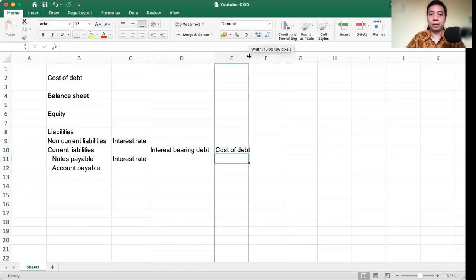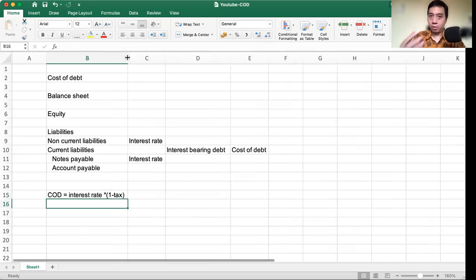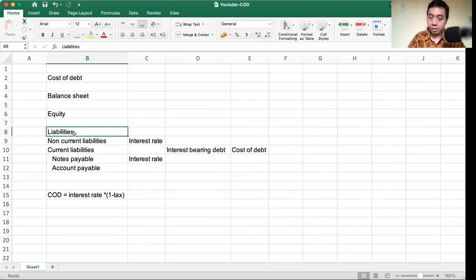Okay, cost of debt. Now when we refer to the conceptual cost of debt, COD can be calculated by interest rate multiplied by 1 minus tax, this one. That is why some experts mentioned to us that by using liability in our capital structure, we are going to have a tax advantage or tax benefit. So don't forget to put this one.